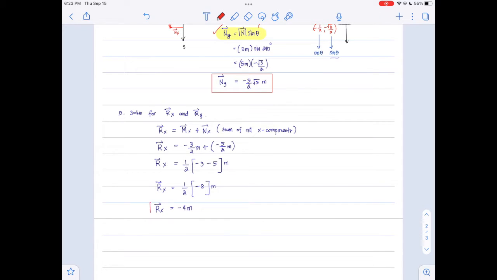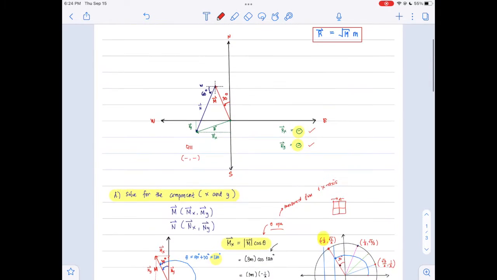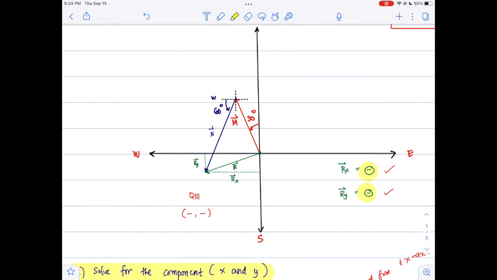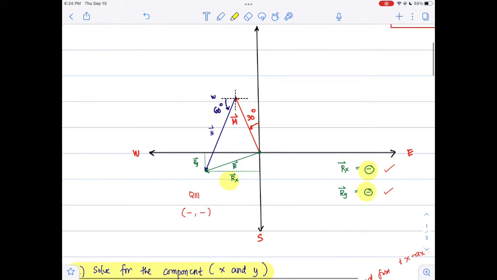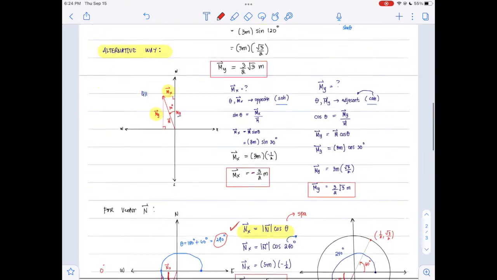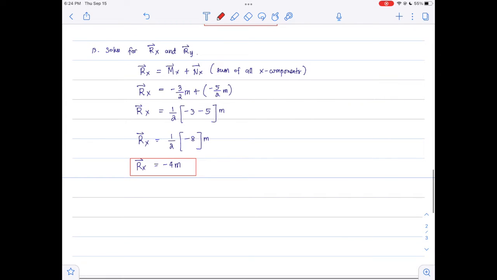Let's highlight it, class. Negative 4 meters. Now take note, that's why I said earlier that we have to sketch first where your resultant vector is, because it helps as a check. Look, your Rx from your very first sketch is in quadrant 3, which has a negative x value. Since you got negative 4, that means you're correct, or at least there's a big chance you solved your Rx correctly. It's negative, so that's a good sign.